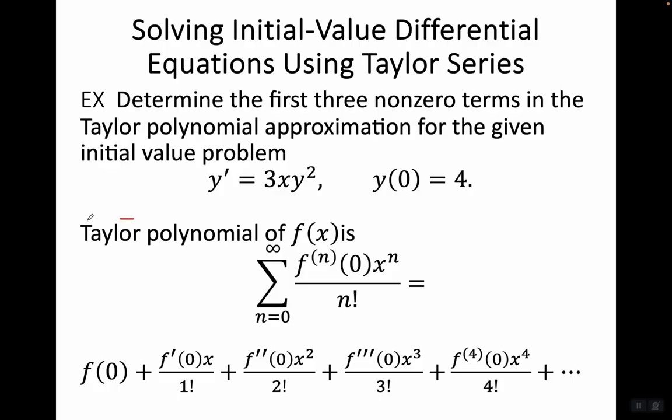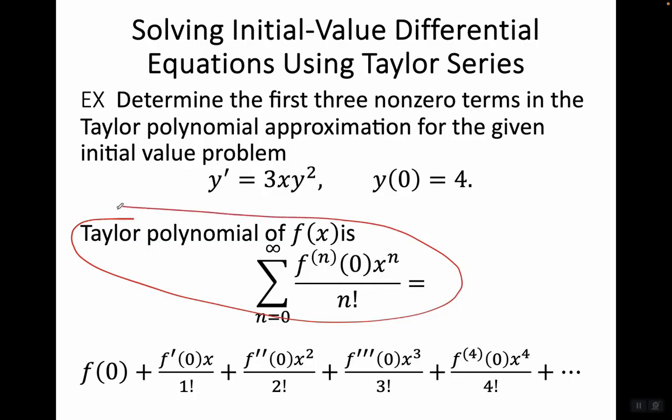Recall from Calculus 2, second semester calculus, that the Taylor polynomial of f of x is the sum, as n goes from 0 to infinity, of the nth derivative of f at 0 times x to the n all over n factorial. Now, we saw in calculus that this doesn't have to be 0. This could actually be a. And if this is a, then this would be x minus a to the n. But usually when we have Taylor polynomials, it's just in terms of x to the n.